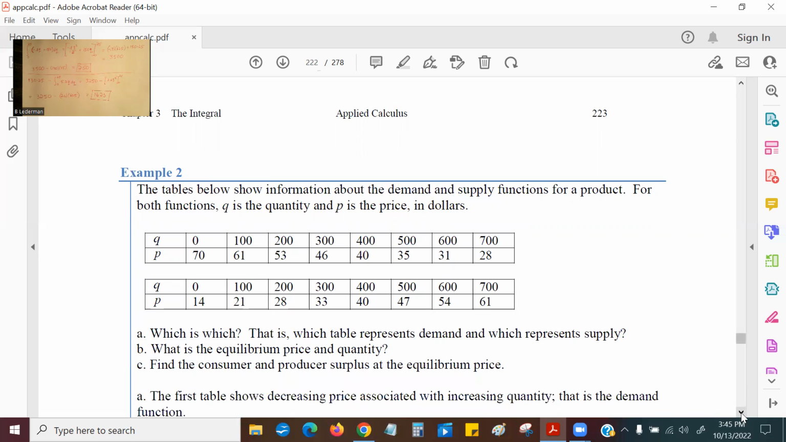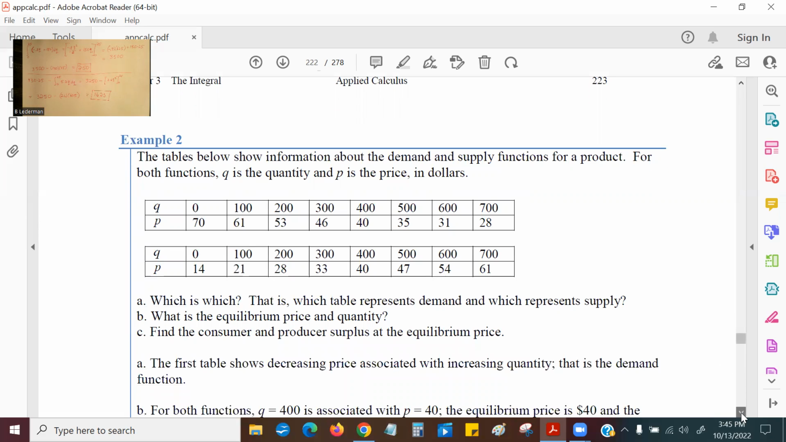So first things first, the first table shows decreasing price associated with increasing quantity, and that's the demand function. So obviously the other one is the supply function.